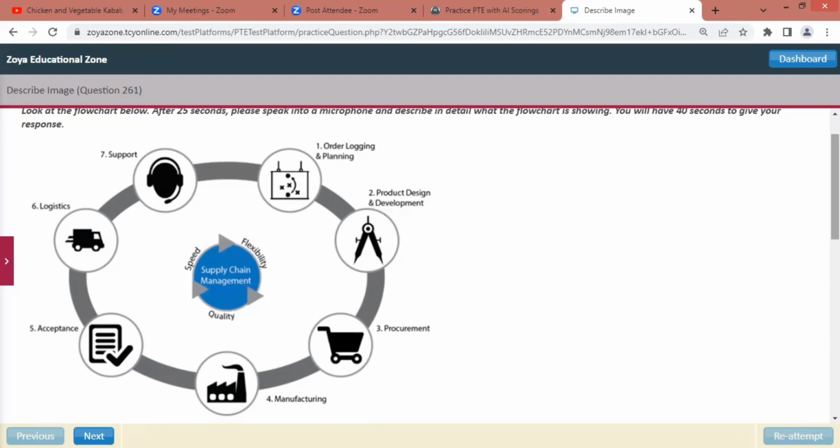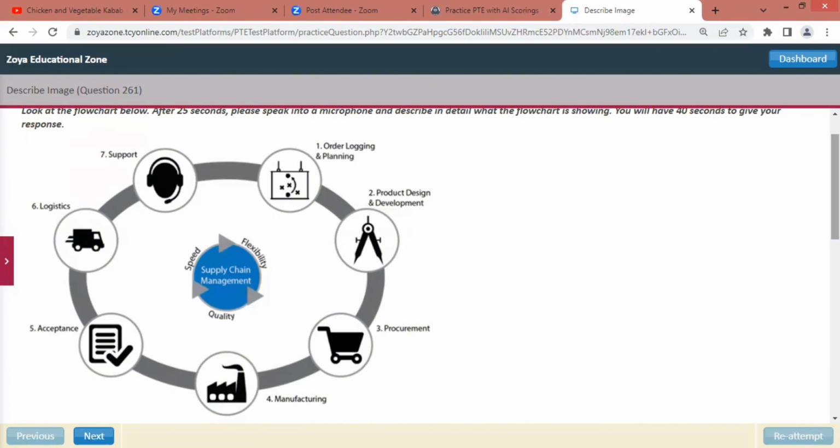A template requires proper pronunciation. So product design, it's not product design. Order logging. It's not spot. Logistic. It's not acceptance. It's not manufacturing. So it's manufacturing, acceptance, spot. Then we have product design and development. Product design and development is not required. Product design and development is required. Clear?